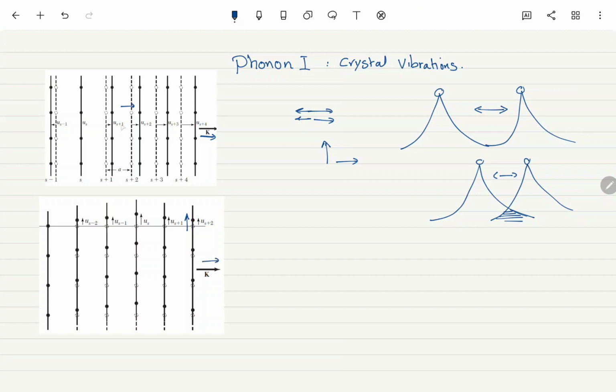Now, u in this case is called the displacement. The displacement in the first case is in the same direction as the wave propagation, so the wave is longitudinal. For the second case, the displacement is perpendicular to the wave vector, so it's a transverse wave. So atoms, when they interact with each other, vibrate along the wave vector or perpendicular to it. In this lecture, we will discuss how these atoms interact and what is the frequency of an elastic wave.